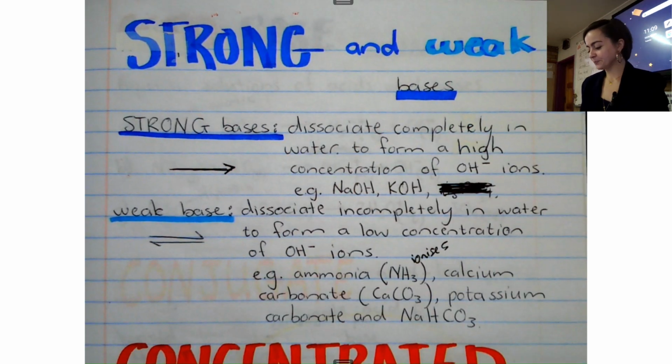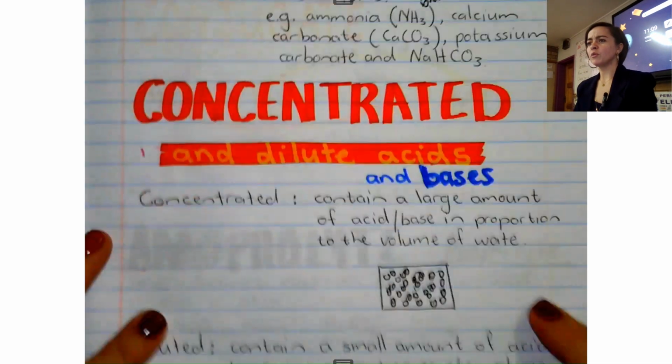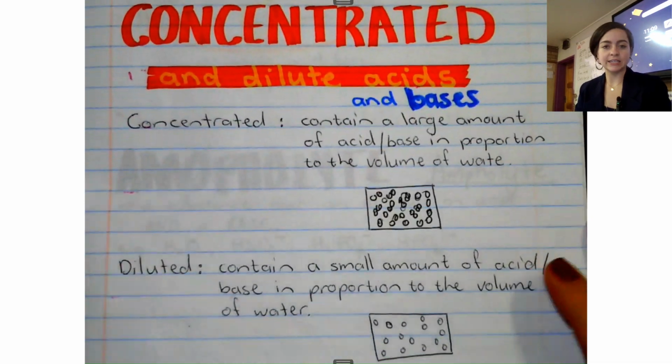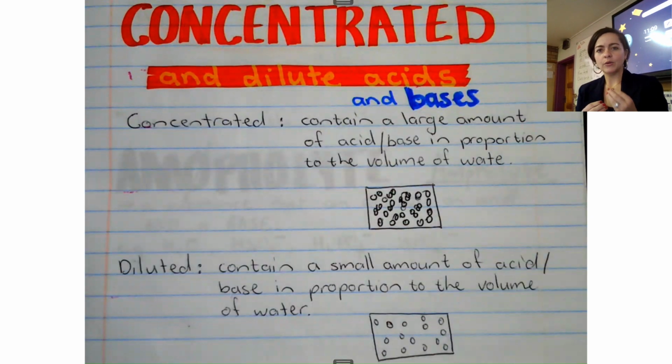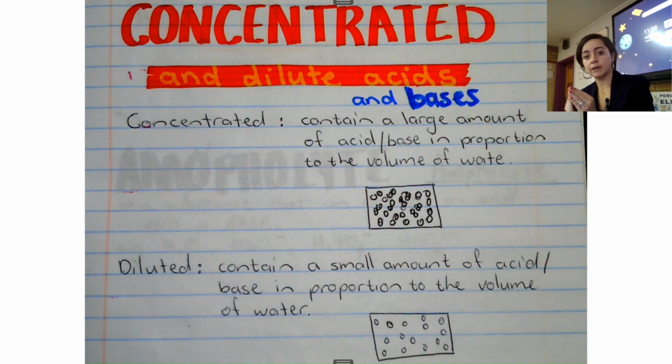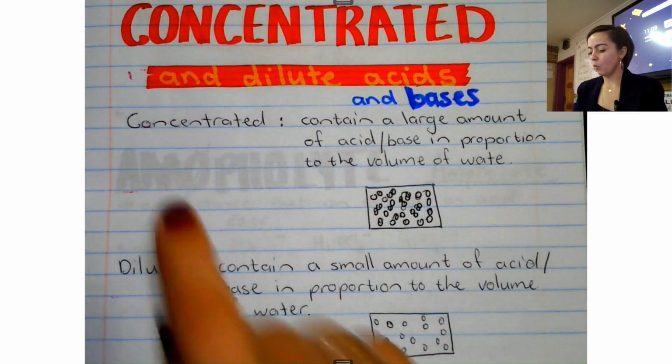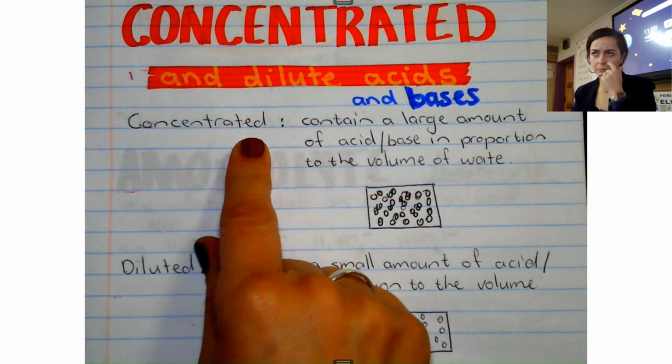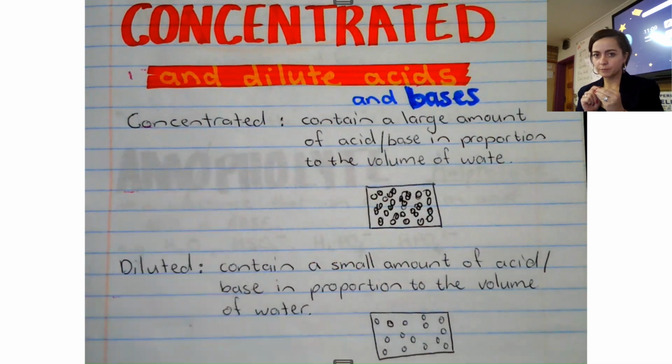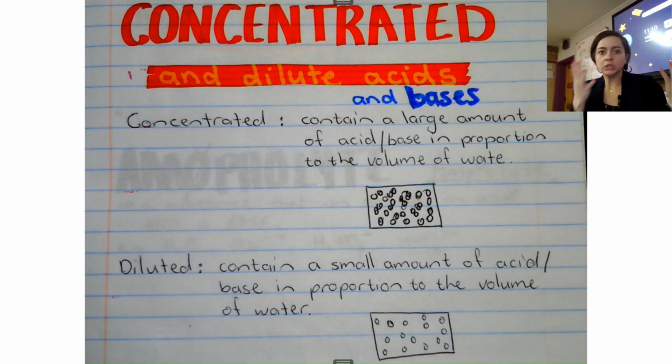Then we move on to concentrated and dilute acids and bases. It's important to be able to differentiate between a strong acid and a concentrated acid, or a weak acid and a dilute acid. So let's look at what is concentrated. Remember that concentrated means this: if we remember the definition, it is the amount of solute per liter of solution, right? So basically per liter of water.